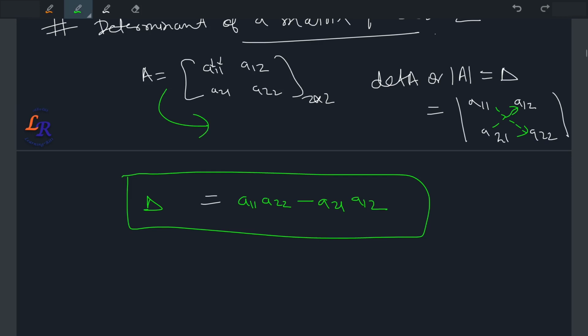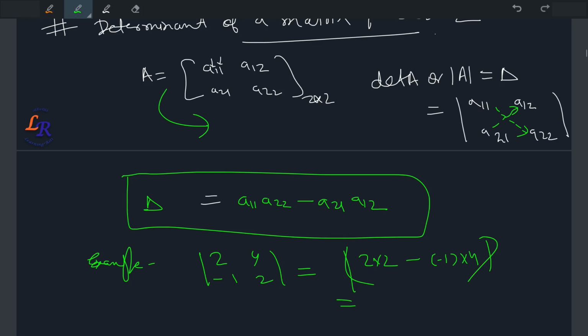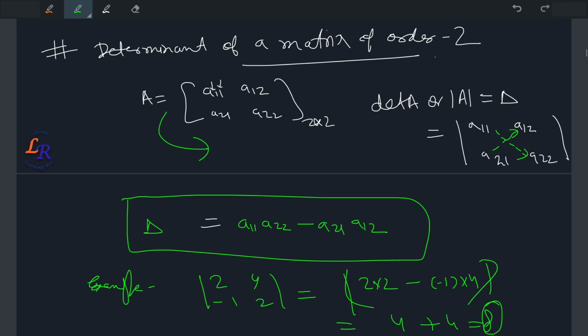Let's have an example. Say you want to evaluate the determinant with rows 2, 4 and minus 1, 2. This value will be 2 into 2 minus minus 1 into 4, which is 4 plus 4, equal to 8. So you see this is one single number associated with that matrix.